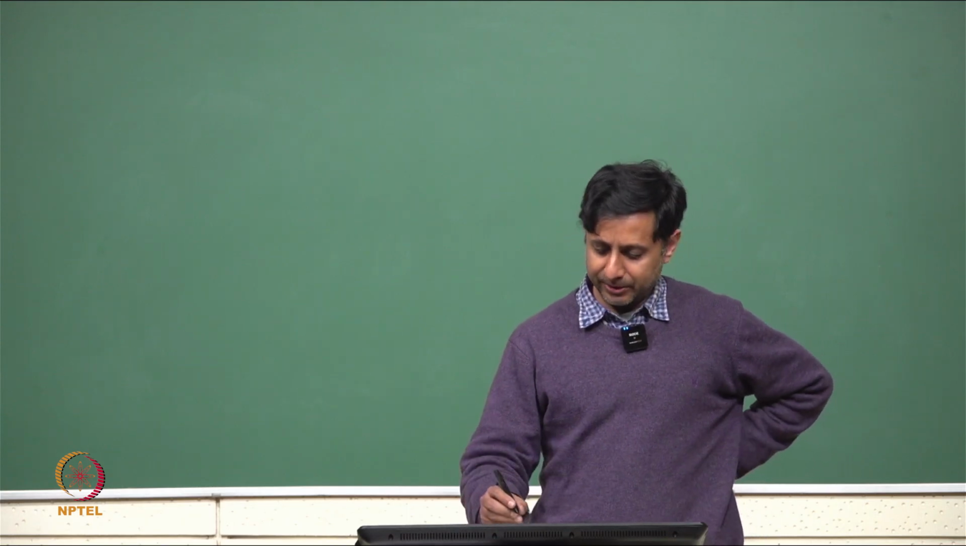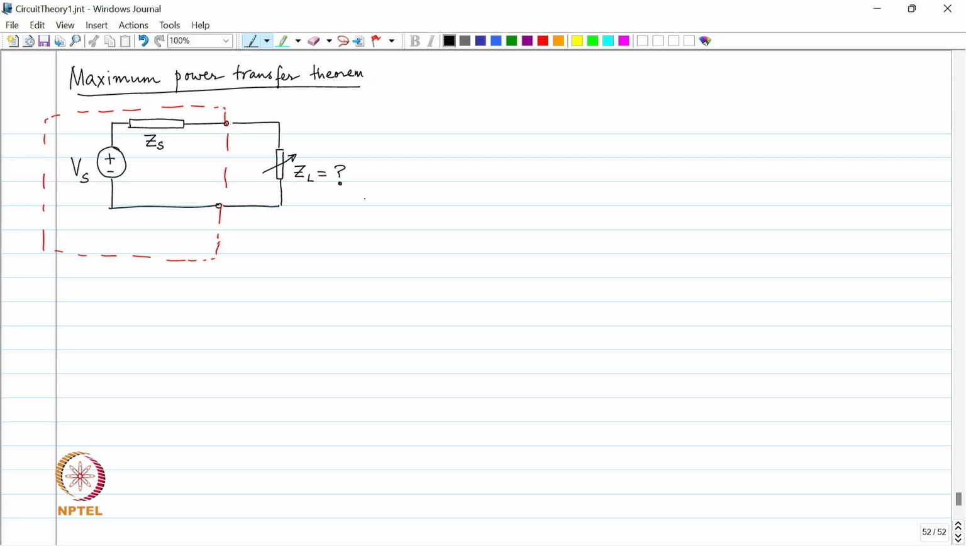All right. How are we going to do this? We are going to do this as follows. First of all, what is the current? Vs divided by Zs plus ZL. And what is this voltage? Yeah, but do voltage division, it might be easier. Vs into ZL by Zs plus ZL. Okay, that is the voltage.